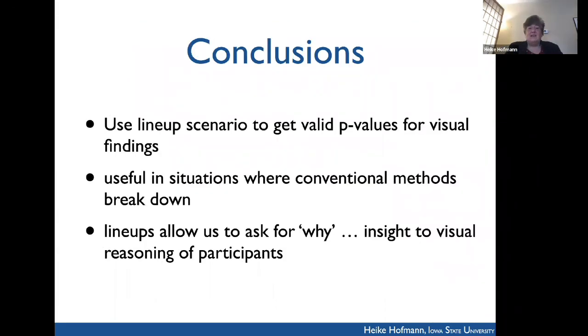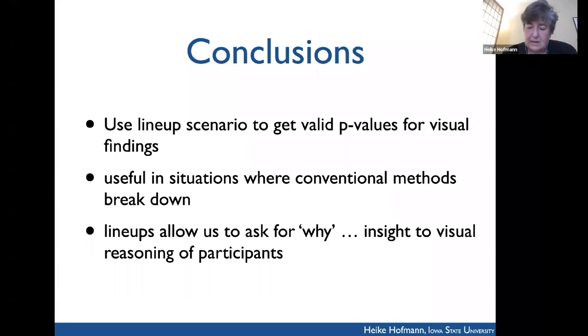But generally, I would like to give these lineups to you and consider them as a way to get p-values when we've got visual findings. These kind of lineups are also good. So I'm not trying to supplant regular statistics and regular tests. I really want to have a complement to that.